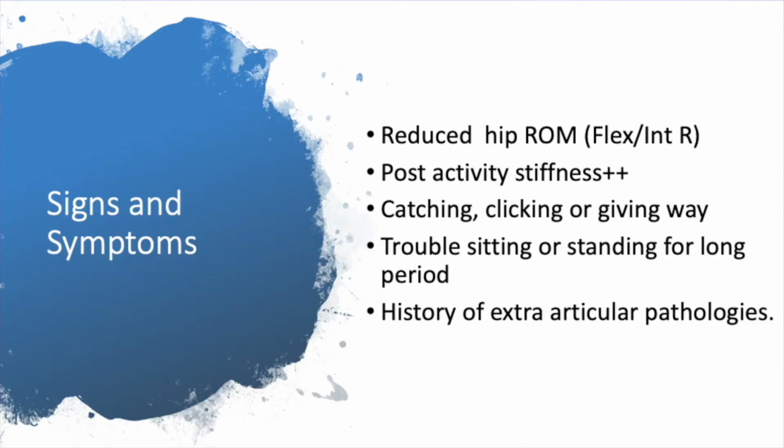Some signs and symptoms that we would typically see. So a reduced range of movement, not always, as we were saying, with a hypermobile hip, but typically with flexion and internal rotation. Post-activity stiffness is the big one, where you'll get an athlete after they play a sport or a match who that evening is very, very stiff with their hip, not muscle soreness, but joint stiffness from an increased loading of synovial fluid in the joint.